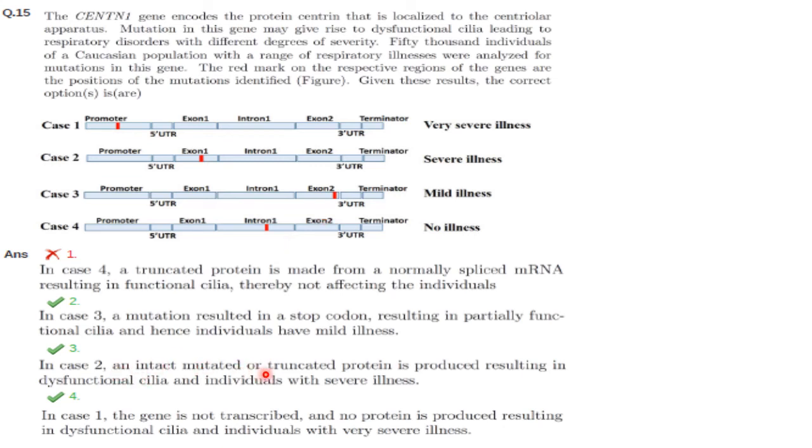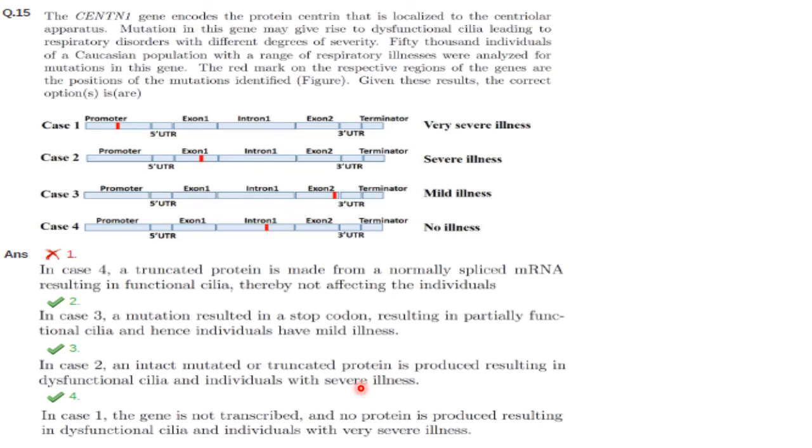Then in case of 2, that is over here, an intact mutated or truncated protein is produced resulting in dysfunctional cilia and an individual with severe illness. So the mutation is just after the promoter sequence, or I can say at the start of the amino acid sequence. The mutation can be over here, that is in exon 1. So the mutation can be either a deletion, substitution, or insertion resulting in a mutated protein being produced, or it can even be a truncated protein resulting from a nonsense mutation. So option 3 is also correct. That is, an intact mutated or truncated protein is produced resulting in dysfunctional cilia and individuals with severe illness.